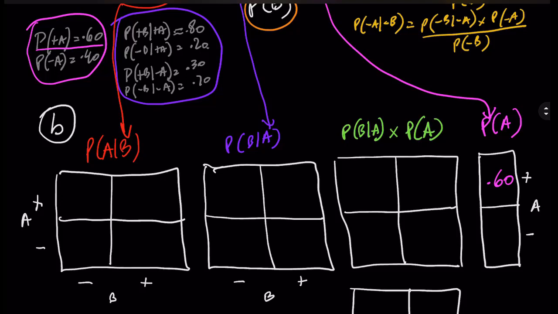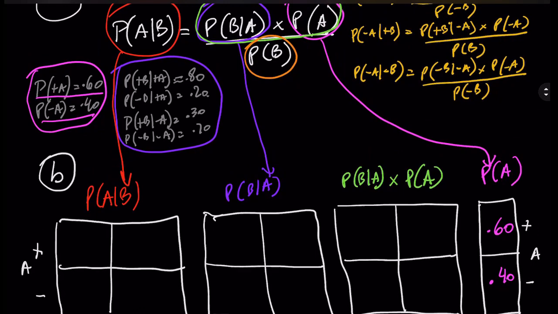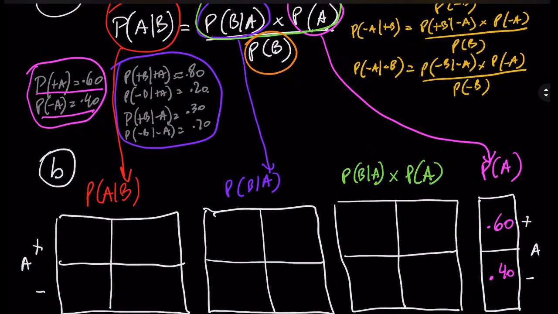So let's start replacing. Probability of A being true is 0.6, and probability of A being false is 0.4, so we take that information from above, and now we need to indicate the 4 values for the probability of B given A.